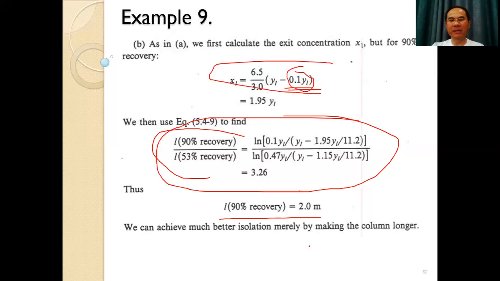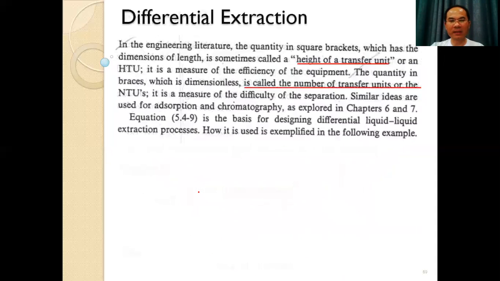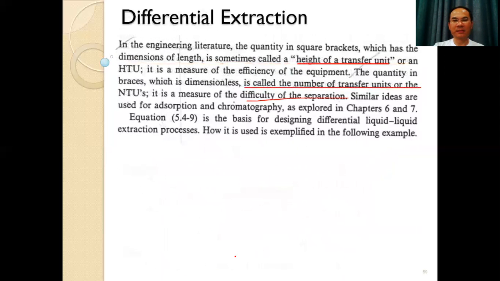Okay. Please remember that you can calculate L by substituting all the terms for 90% recovery in this equation. You know E, you know S, you know A, you know Ka from before. And then you can substitute YL minus XL over K divided by Y0. Like this, you can calculate by this also. Okay, I will stop the lecture here about the different extraction, and next I will talk about the equilibrium.